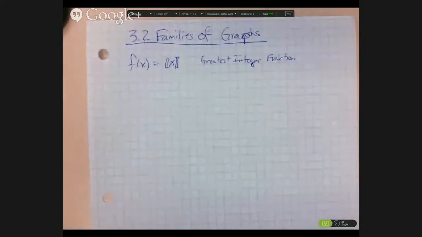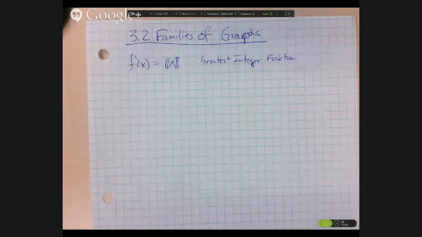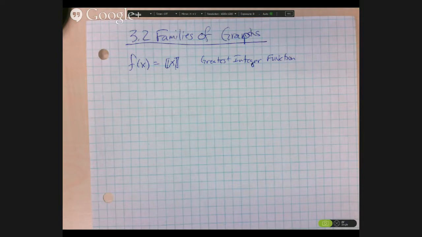Okay, families of graphs. So the greatest integer function is one example I'm going to show you, and then I'm going to show you something you're probably a little bit more familiar with. What we're going to do today is move function graphs left, right, up, down, shrink them, and expand them, and flip them over the x-axis. That's what this is all about.